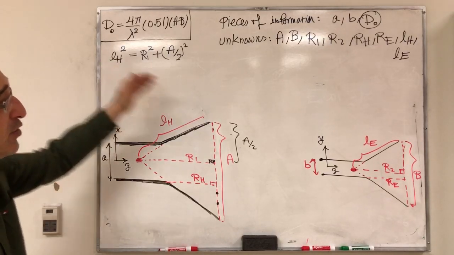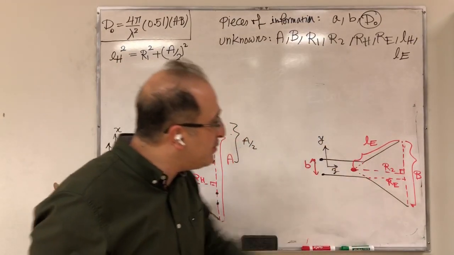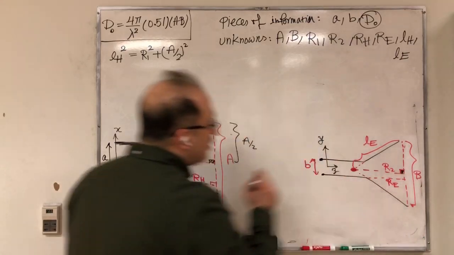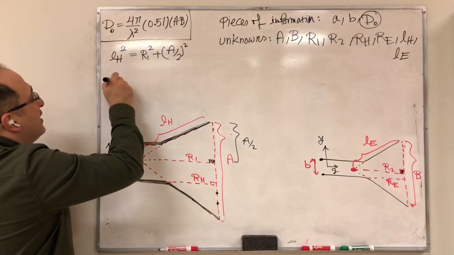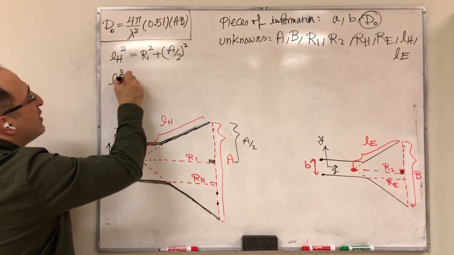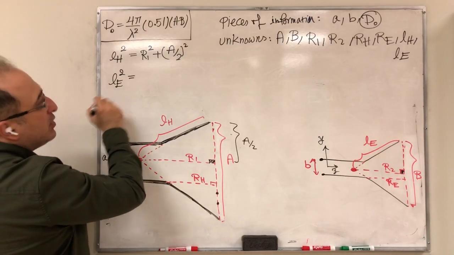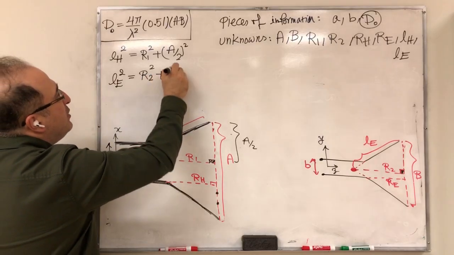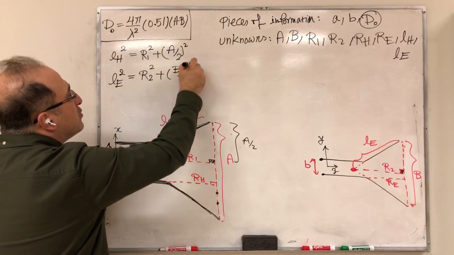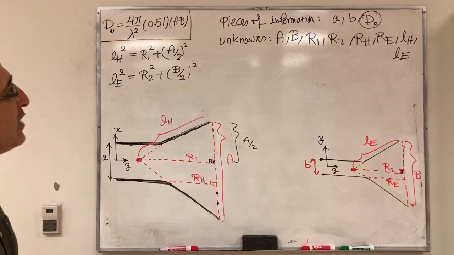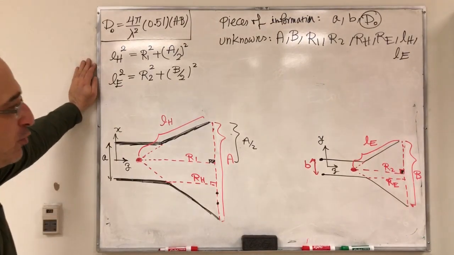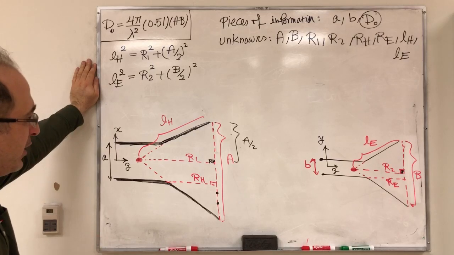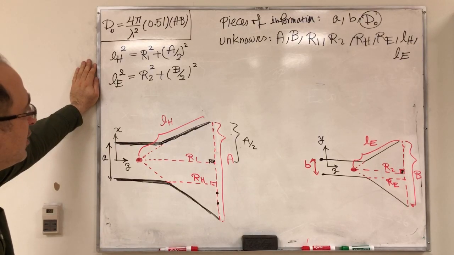Another equation that comes purely from geometry would be a similar equation for this triangle here. Then you can write LE square is going to be equal to R2 square plus (B divided by 2) square. So that's another equation that we have. So far, we have 3 equations. Now, is there any other equation that's purely based on geometry?